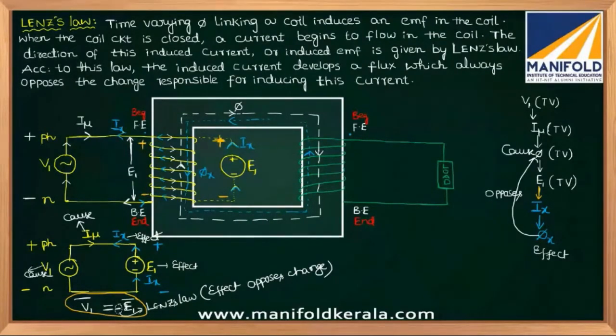Now, because of this I mu, I got flux. This flux links with your primary winding and gives EMF. The same flux going from primary to secondary links with the secondary winding also. Tell me, will EMF be induced in the secondary winding or not? Yes. So can I call that EMF as?